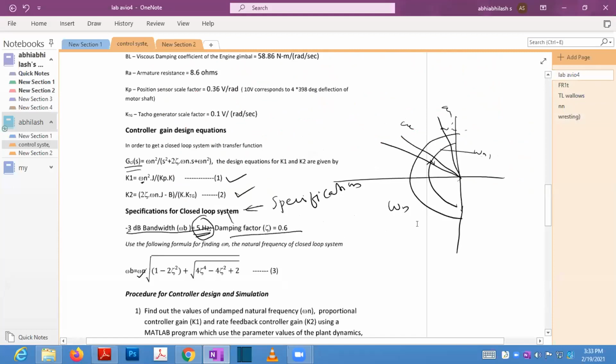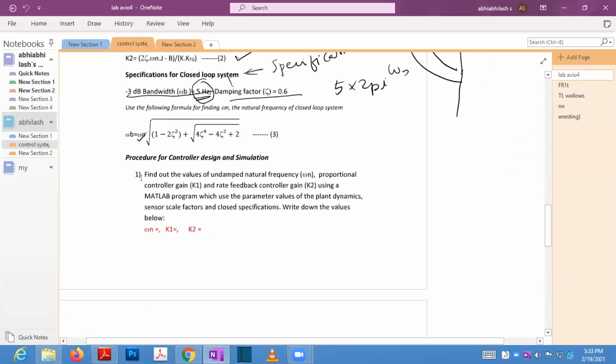That is why the controller design is going on. But you are given that the minus 3 dB bandwidth is 5 hertz. You have to convert this 5 hertz into 5 into 2 pi, and substitute here. Omega b is given here. Omega n you can calculate, and theta value is given. So everything is given. Then you can directly substitute here, and you will get the answers k1 and k2.